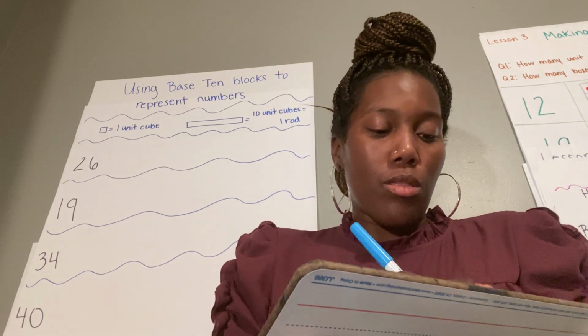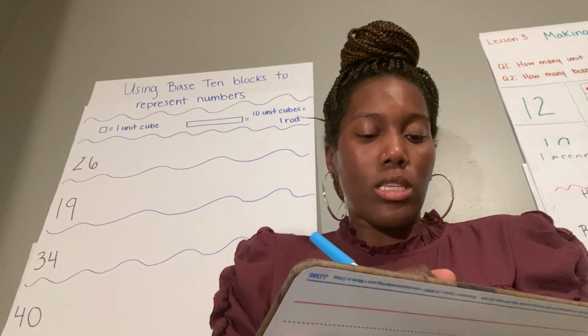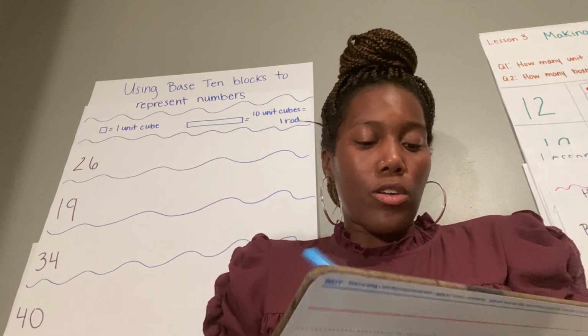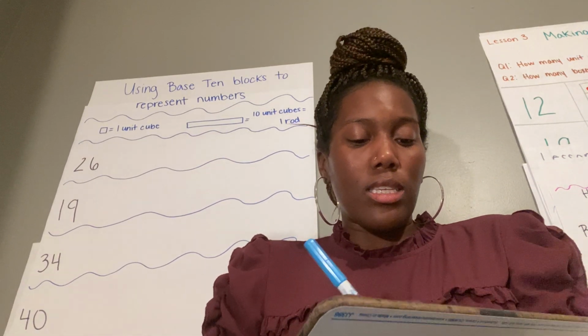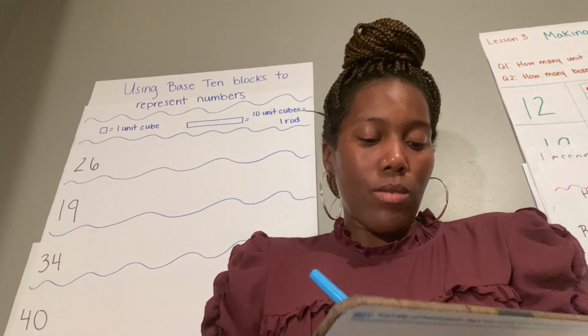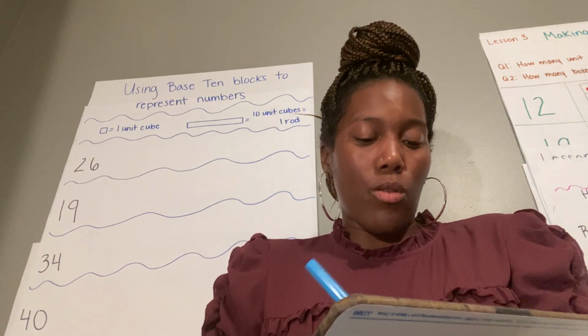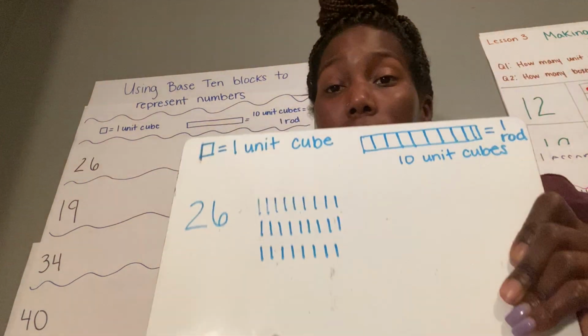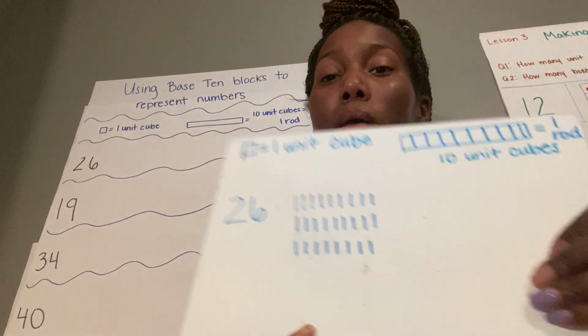1, 2, 3, 4, 5, 6, 7, 8, 9, 10, 11, 12, 13, 14, 15, 16, 17, 18, 19, 20, 21, 22, 23, 24, 25, 26. Phew, that's a lot of lines. Now we're going to bundle them up.